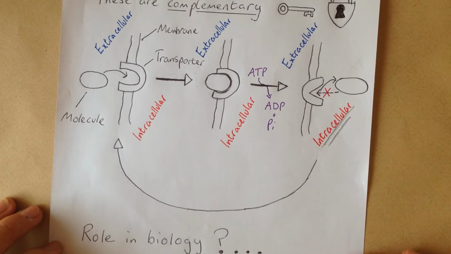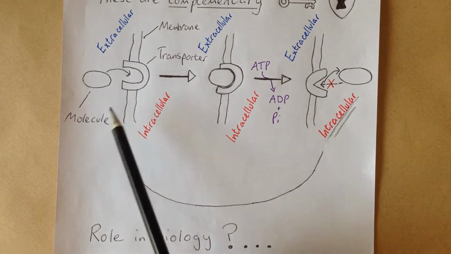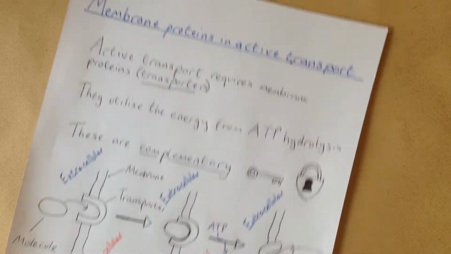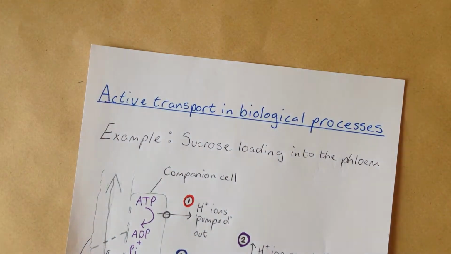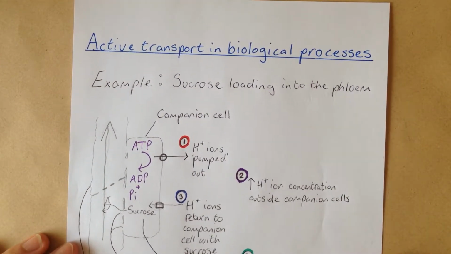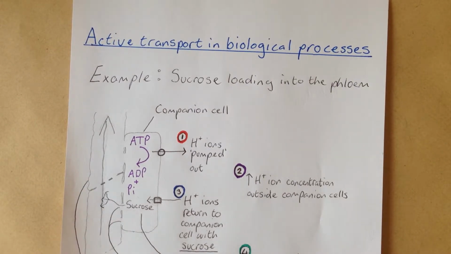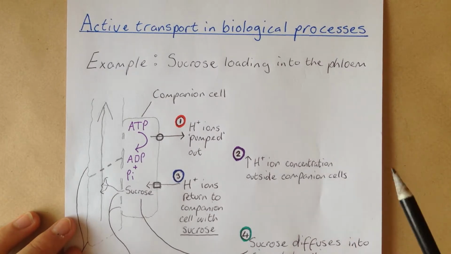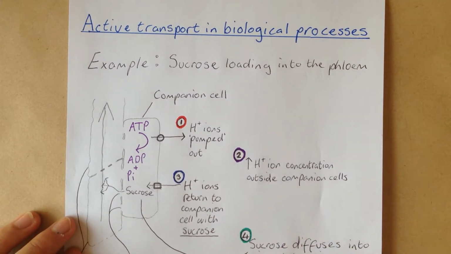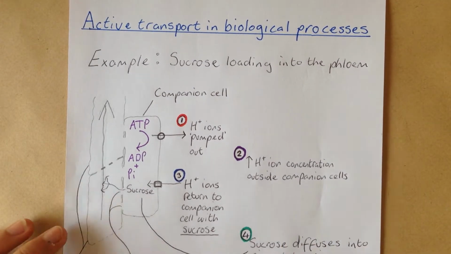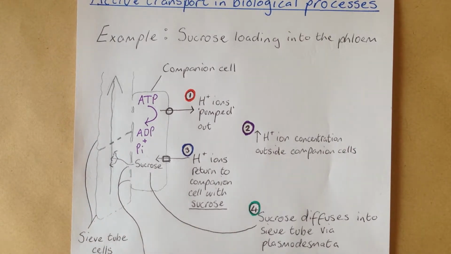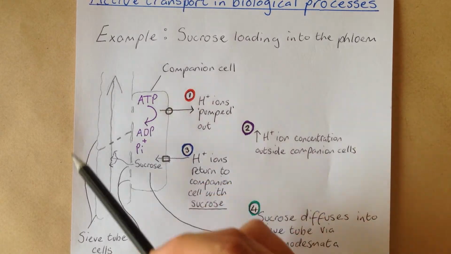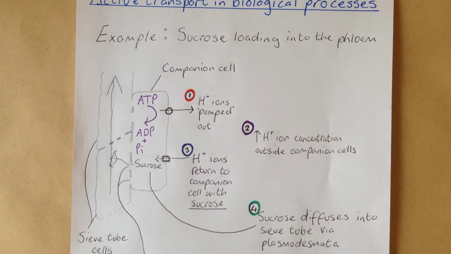But why do we need this? What is the role of this active transport in biology? Well, there are a number of biological processes that require active transport. And one example I'm going to talk you through, which you'll need to know for the exam, is sucrose loading into the phloem. So we can see here the sieve tube cells, and the companion cell here. And these cells make up the phloem.